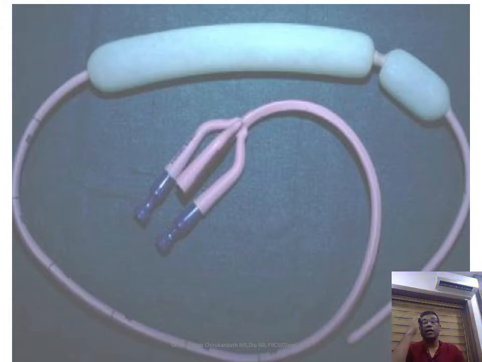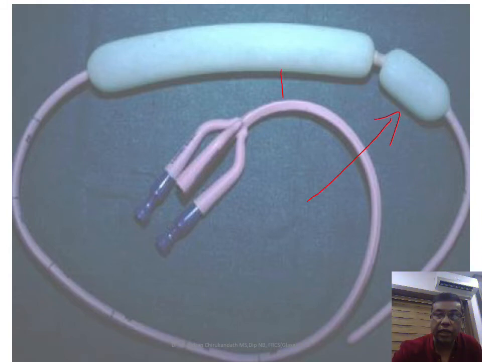Now, this is a Sengstaken-Blakemore tube, and it has got a gastric balloon and an esophageal balloon. When you inflate, the advantage is it will cause tamponade of gastric as well as esophageal varices. This is used as a primary resuscitative measure in esophageal bleed. It cannot be kept in place for more than 8 hours because it will induce necrosis.